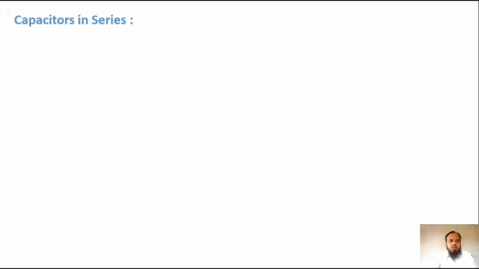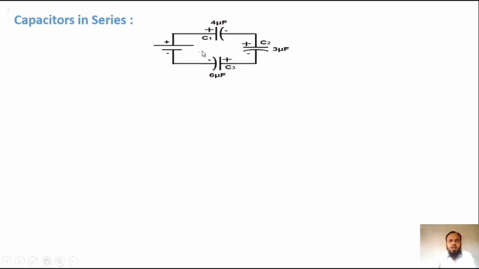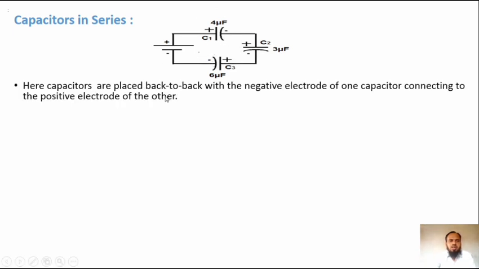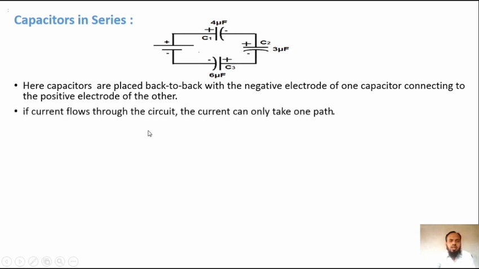Then capacitors in series. Here we connect the capacitors in series. Here capacitors are placed back to back with the negative electrode of one capacitor connecting to the positive electrode of the other capacitor. Here capacitor C1 having the negative terminal connected to positive of the C2, and negative of the C2 is connected to positive terminal of the capacitor C3, and this negative terminal of capacitor is connected to negative terminal of the battery. If current flows through the circuit, the current can only take one path.